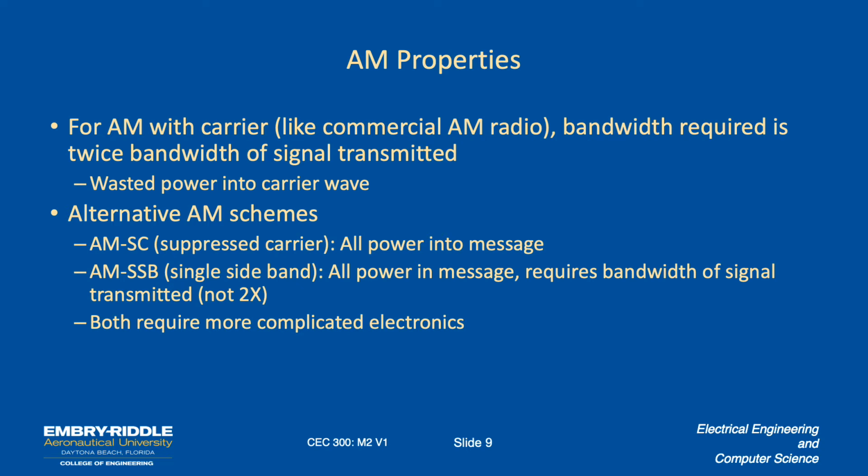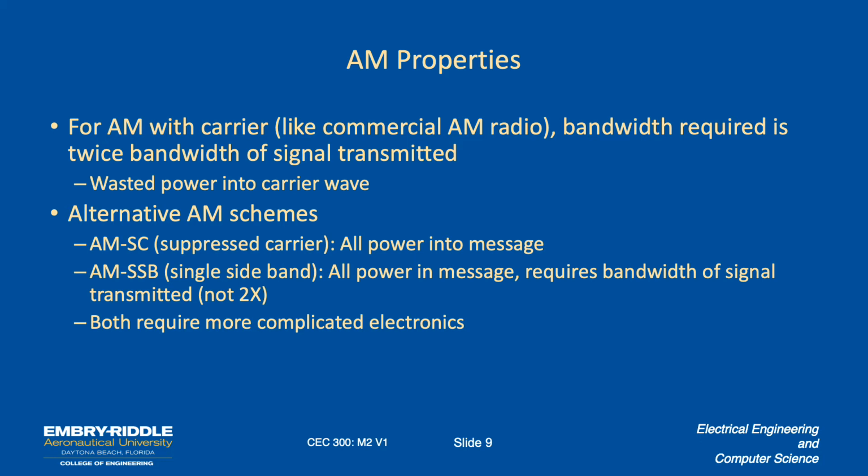Point-to-point messaging, used in things like public safety, usually needs more bands first of all, and they often use schemes like AM suppressed carrier and what's called single sideband. So you can put all the power into the message and only use half of those sidebands, but it takes more complicated electronics. So you couldn't mass market those kinds of communication schemes back in the day.